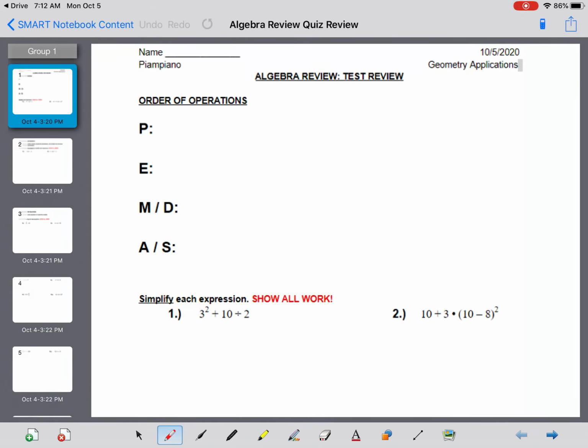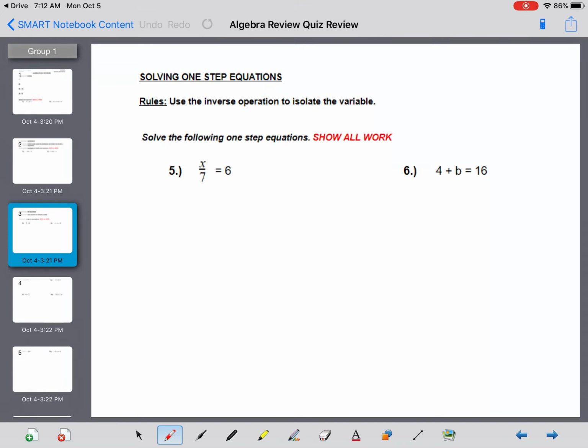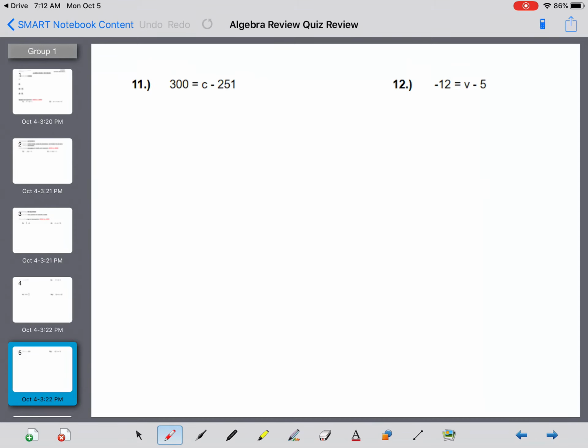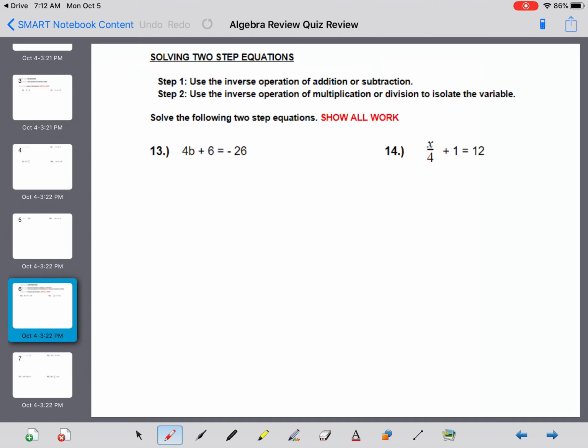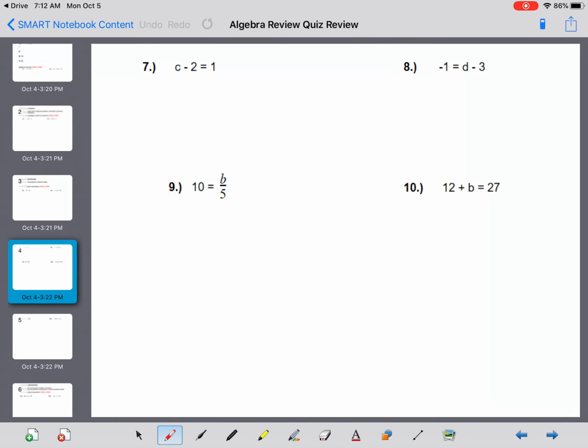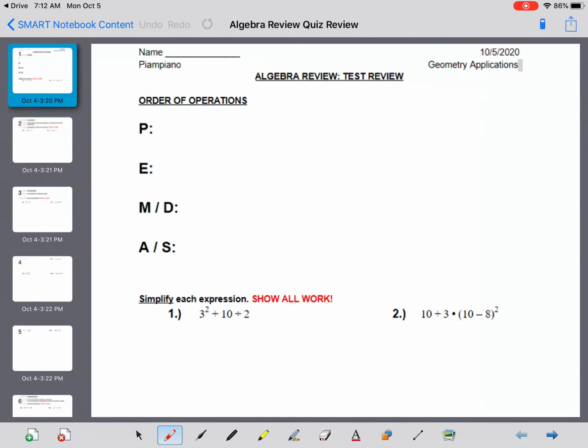All right, everyone, this is your algebra review for your quiz tomorrow. So remember, as promised in class, all of my quizzes are almost, if not identical, to the reviews. So if you can study this review, if this review makes sense, you should fare very well on your quiz.